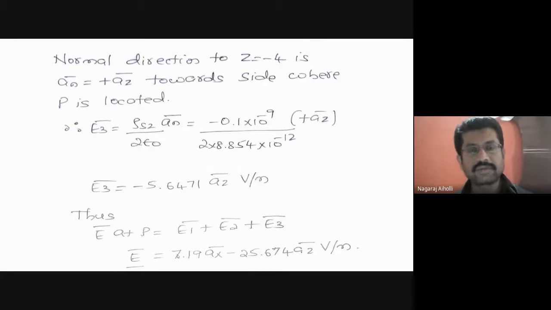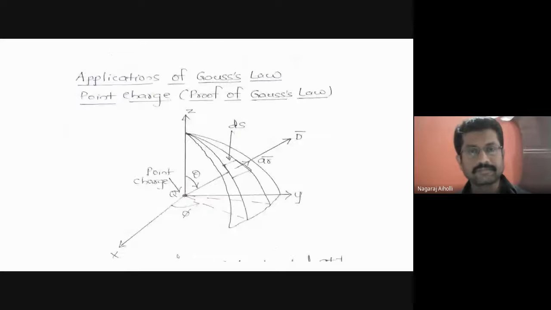This is how you all have to solve when such numericals are asked in the examination. Next, we will move on to applications of Gauss law. Before going to applications of Gauss law, we have to know what a Gaussian surface is. The surface on which the Gauss law is applicable is called the Gaussian surface.